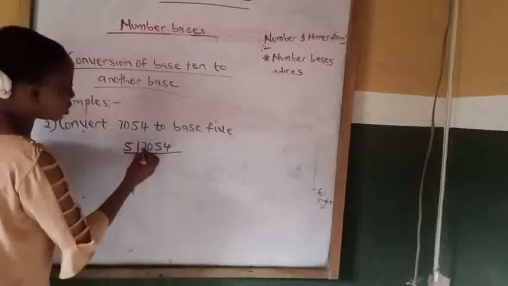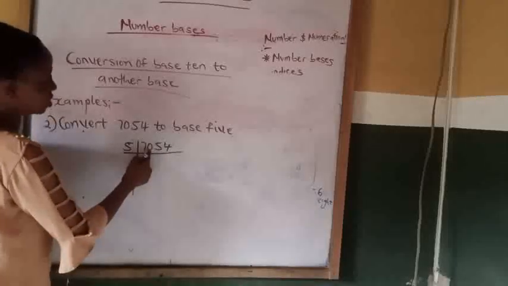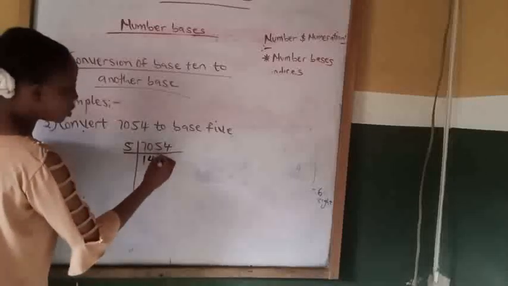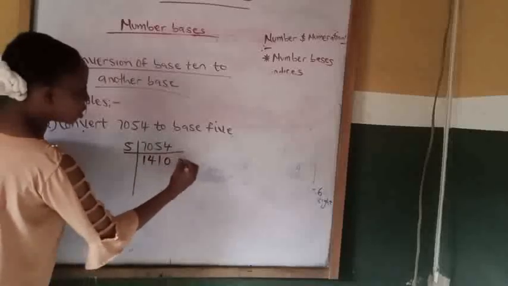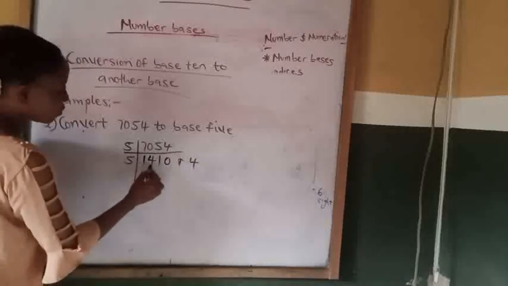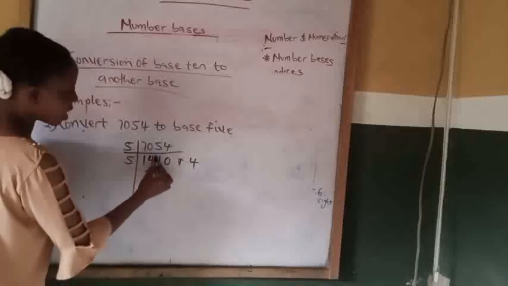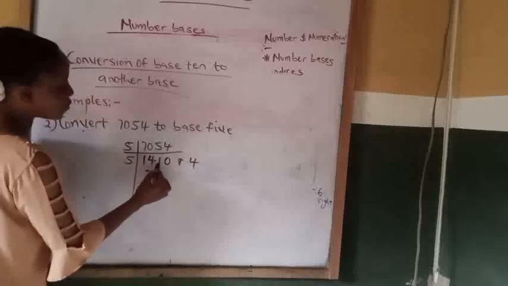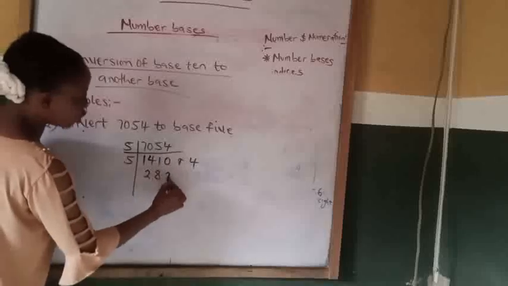So 5 in 7 is 1, remainder 2. So add 2 to 0, that is 20. 5 in 20 is 4. Then 5 in 5 is 1. 5 in 4 cannot go, that is 0, remainder 4. So you divide by 5. 5 cannot go in 1, so you take 14. 5 in 14 is 2, remainder 4. When you place 4 beside this 1, that's 41. So 5 in 41 is 8, remainder 1.